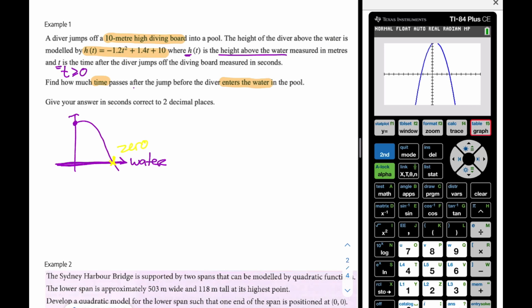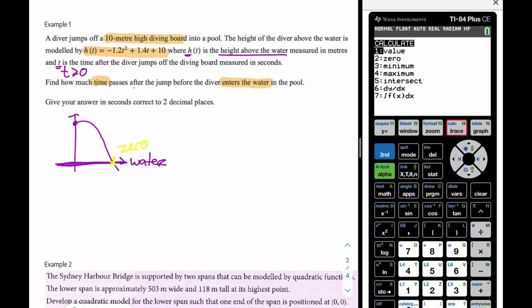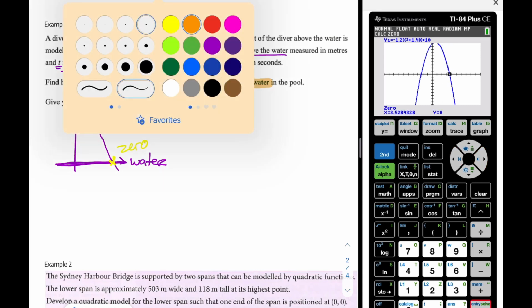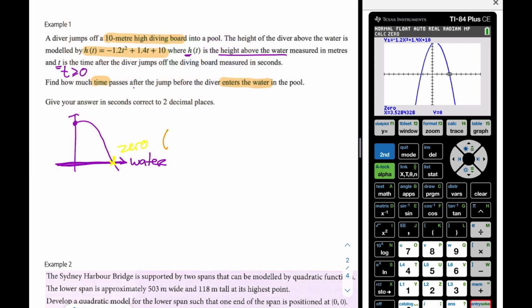So in our calculator, we go second function trace. Second option is zero. And then they ask for the left bound. So remember, I'm looking for the zero, which is on the right. So left, and then I have to choose right, and then guess the zero somewhere here. And my calculator gives me the zero point. This zero happens at 3.53 and 0. So give your answer in seconds, corrected to 2 decimal places. This is happening after 3.53 seconds.